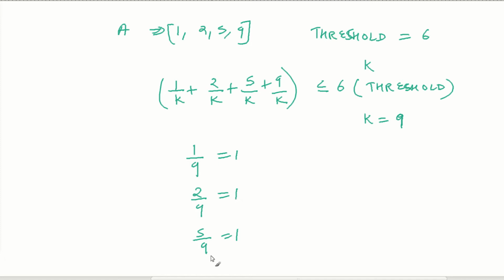So 1 plus 1 plus 1 plus 1 is less than or equal to 6. Correct. So 9 is a possible answer. But is 9 the smallest number? 9 is not the smallest number, because if I take k equal to 5, then also my answer will remain less than or equal to the threshold.